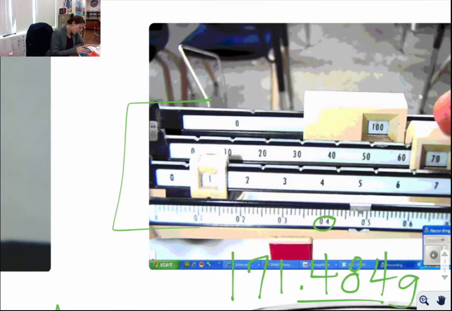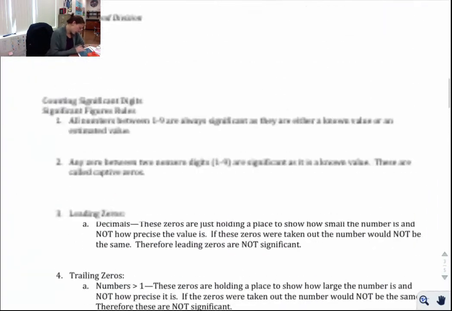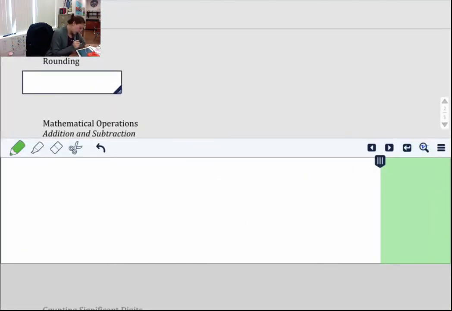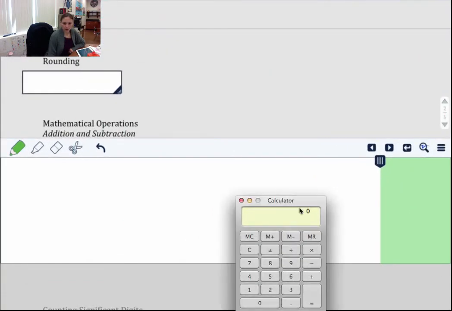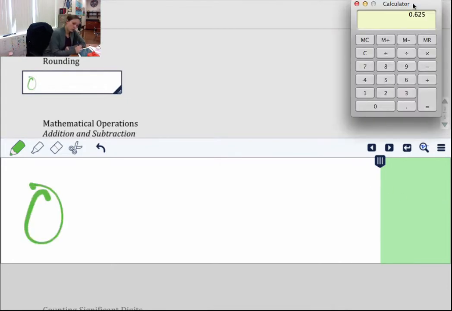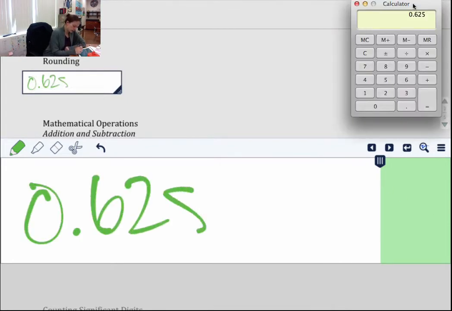Okay, let's go on away from lab equipment now and look at rounding. Be wary of your calculator. I know it's right, but just because your calculator gives you 18 digits doesn't mean that every single digit is a digit that you want. So for example, I have my calculator right here. If I take 15 and I divide that by 24, it tells me that it's 0.625, which is 15 divided by 24.